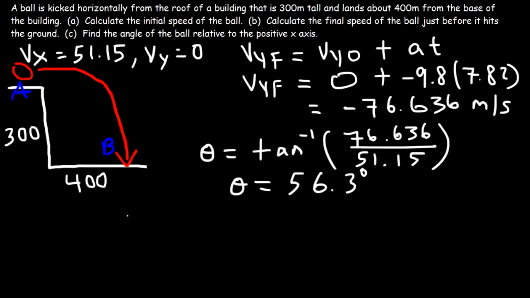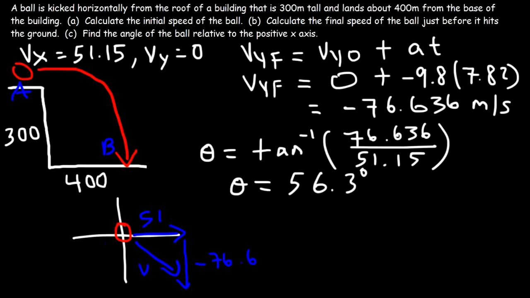Now let's draw this. So let's say here's the coordinate system, and at the center we have the ball. The ball has an x component that is 51.15, and it has a y component of negative 76.6. And so the velocity vector is here. The angle that we got is this angle. So basically, it's 56.3 degrees below the x-axis.